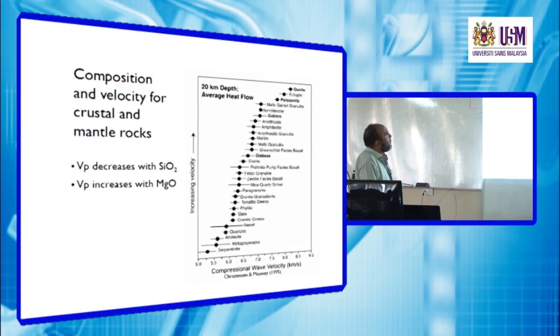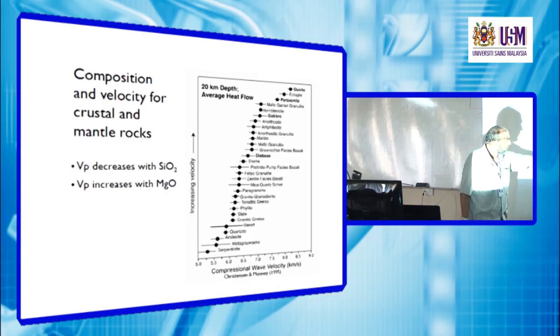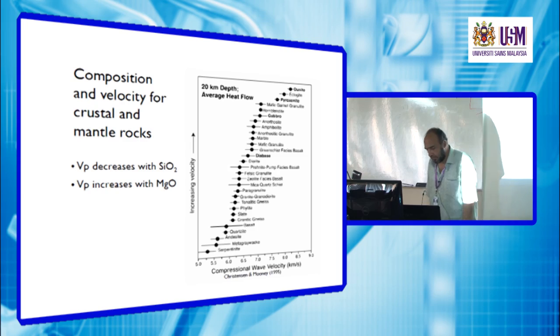This diagram shows the change of P-wave velocity with types of rocks in the crust and the mantle. As you see, dunite has the highest velocity, about 8 kilometers per second. Eclogite, pyroxenite, mafic garnet, granulite, hornblendite, gabbros, and so on, till we arrive at serpentinite, which is about 5 to 5.5 kilometers per second.